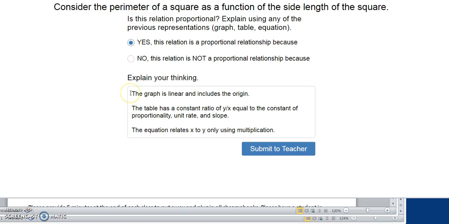If you use the graph, it is linear and includes the origin. That's what makes a proportional relationship. If you're using the table, it has a constant ratio of y over x, which is equal to the constant of proportionality, which is your unit rate, which is your slope, and your constant rate of change. If you're talking about the equation, it relates x to y only using multiplication.